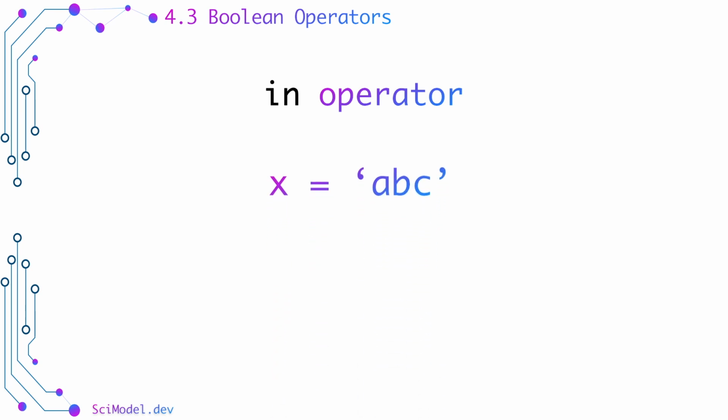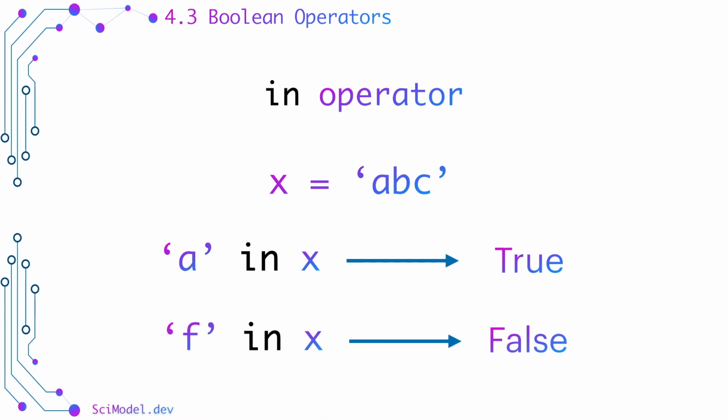For example, suppose there is a variable x with string value of abc. If you would like to know if the letter a is in the variable x, then you can apply the expression a in x. This expression results in true since indeed the letter a is part of the string value abc. However, if you check for the letter f using the expression f in x, the result will be false since the letter f is not part of the string abc.